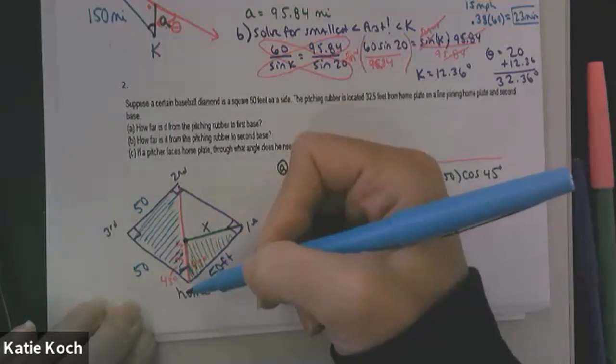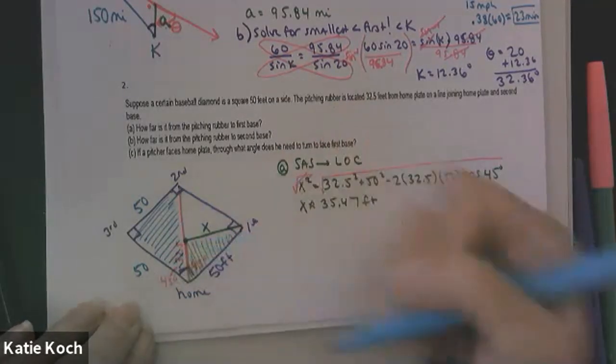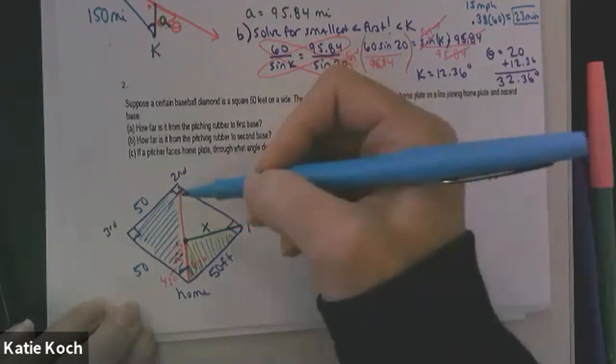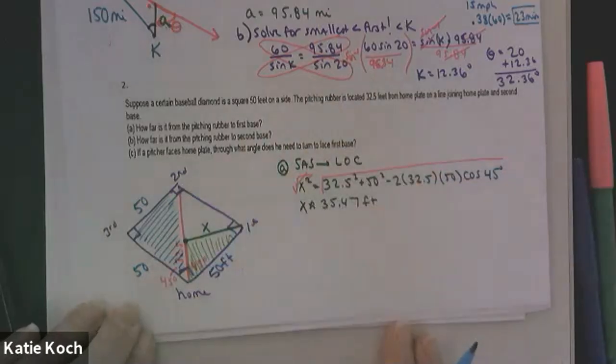Did you ever remember that? It's a 45, 45, 90 right triangle. So they're in the ratio of 1, 1, and root 2. So that's 50, and that's 50. So this piece here is 50 root 2.